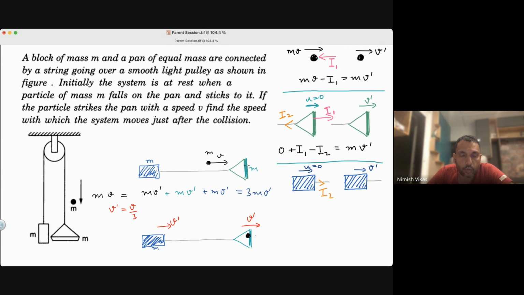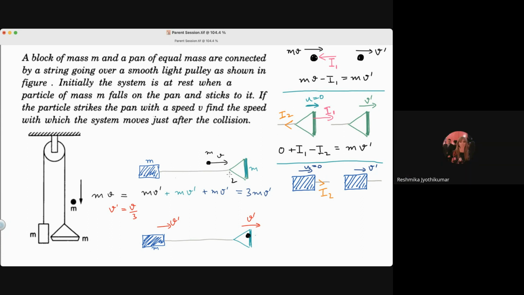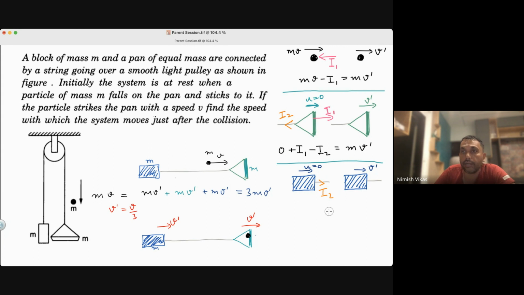The pan wanted to go forward, and it gave a jerk to the string. The string gave it a jerk back, I2 jerk back. So the string is giving the blue body a jerk forward of I2, because the string has the same tension throughout, equally distributed. I2 was nothing but the integration of the tension in the string dt. So it has to give the same jerk forward also. Yes. So what do you write? What do we write?